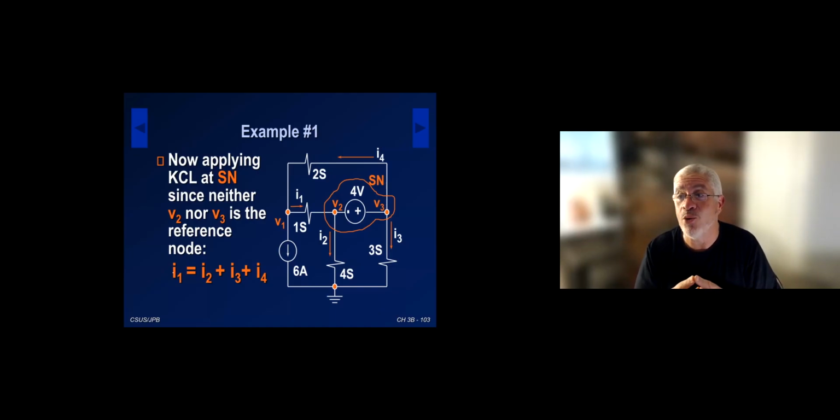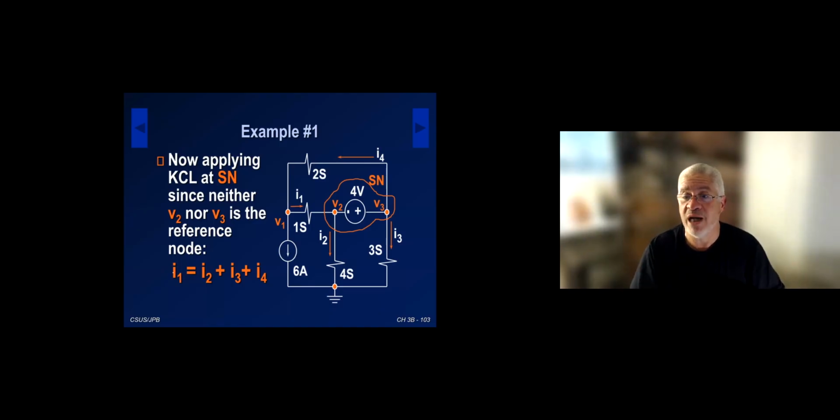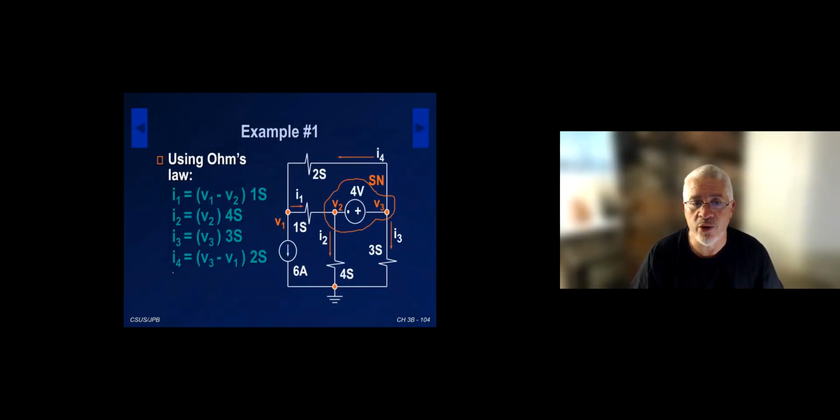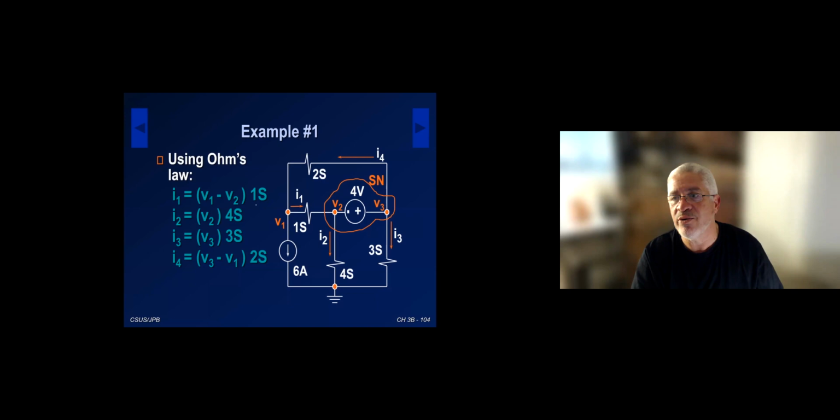The supernode is not really a node. It's an area, a larger area over which I'm going to do KCL. The rest is similar to what we're doing. Ohm's law, again, remember I'm providing you Siemens values. So the current is voltage multiplied by the admittance as opposed to voltage divided by the resistance. That's why you see the multiplication here.